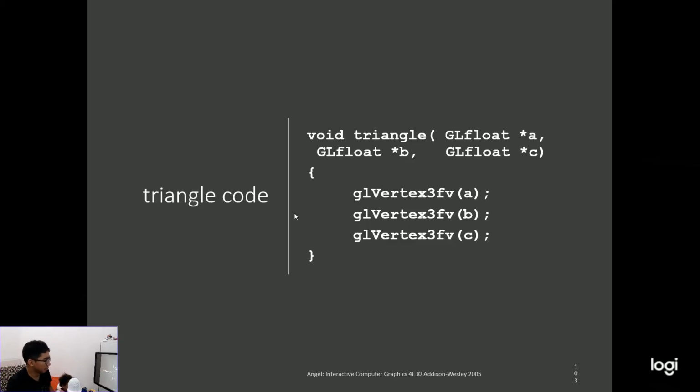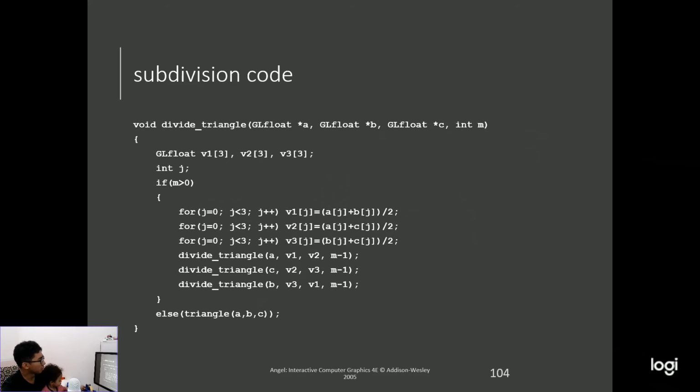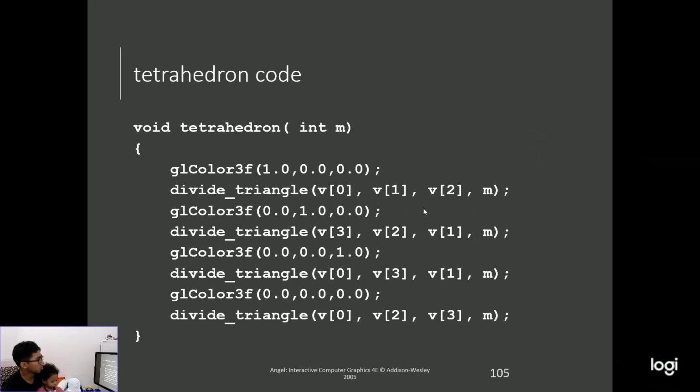So this is the first, and then this is the divide triangle function. It almost looks the same, but we just create it for the 3D environment, for the 3D gasket. And then this is the tetrahedron code.